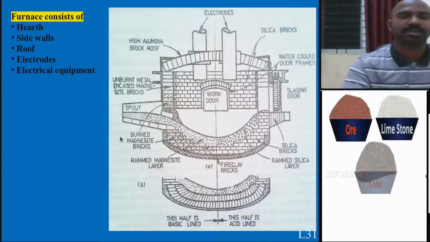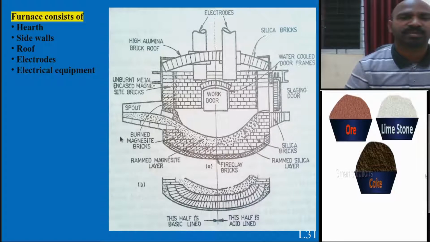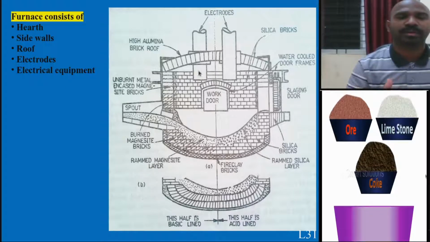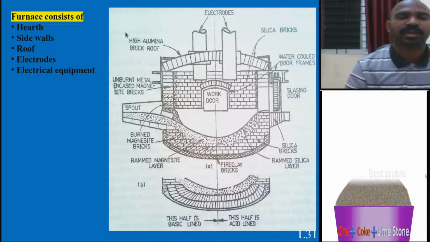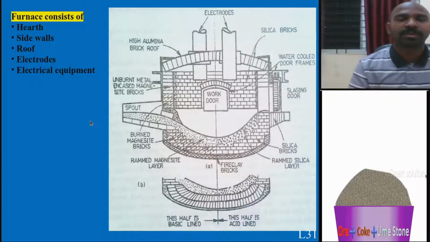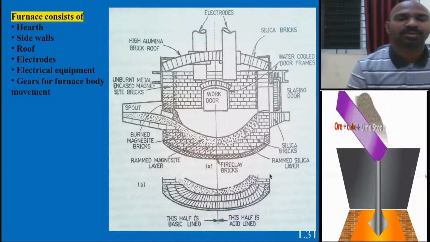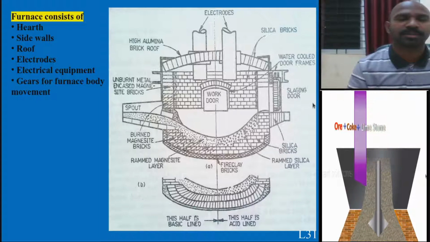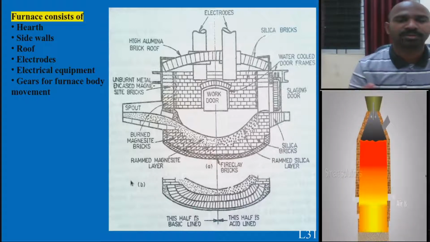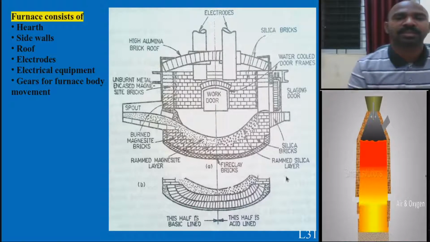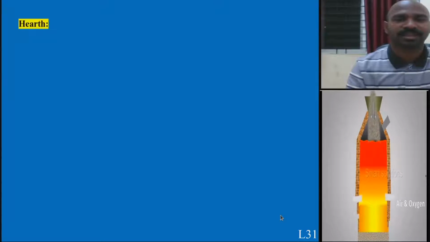And the electrical equipment, just as I have shown in the last slide. If electrical power is connected, either AC or DC depending upon availability, the industry chooses the electrical equipment accordingly for DC current. And gears for furnace body movement, lifting towards the slag door, lifting towards molten metal tapping, which is nothing but the spout. So you need a lifting mechanism and a gear mechanism.